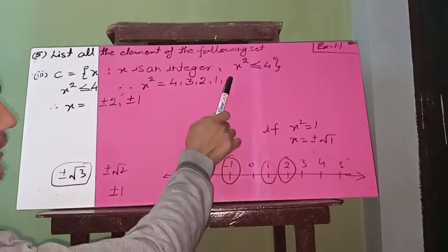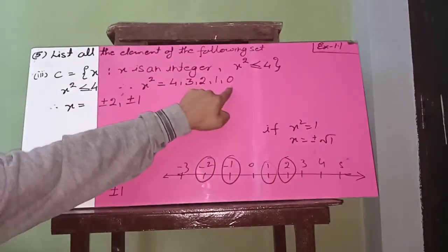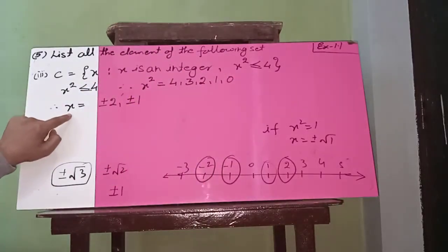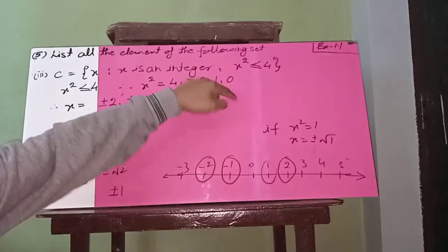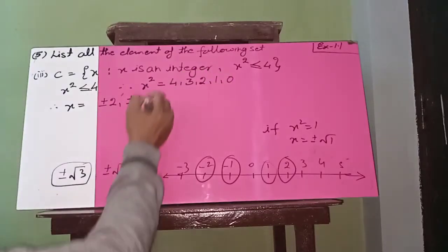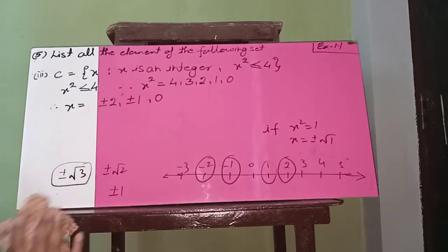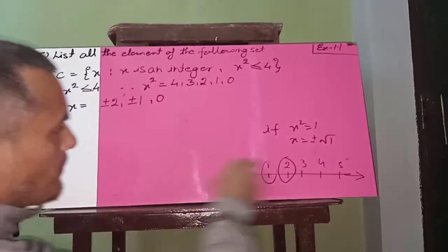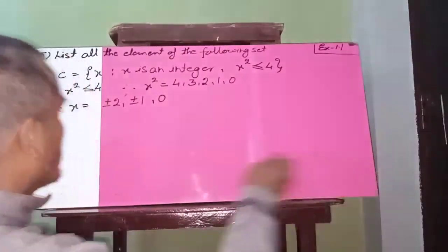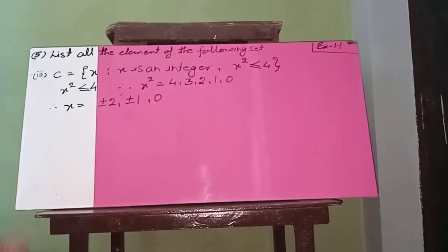Okay, if x squared is 0, so what is the value of x? It means root of 0. Root of 0 is 0, and 0 is neither plus nor minus. Okay, 0 does not have any sign. Right, so clear. Now after that you will find the final answer.